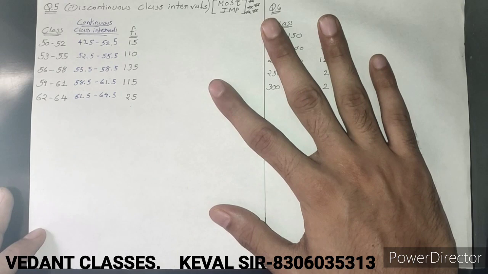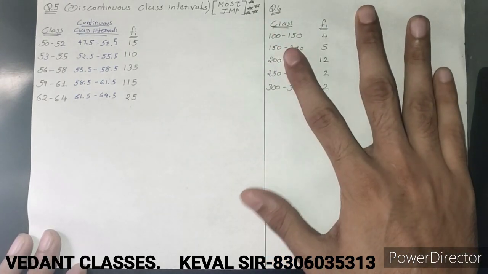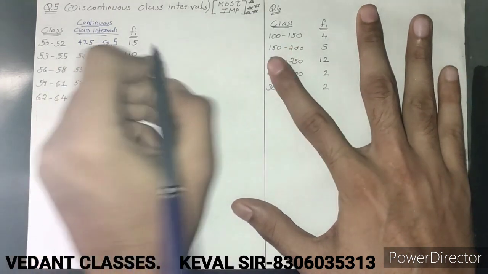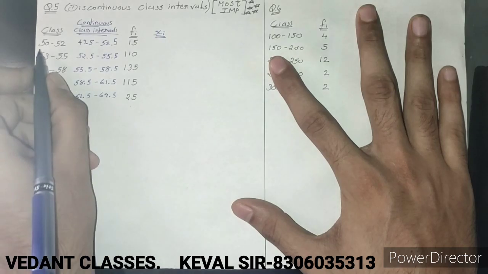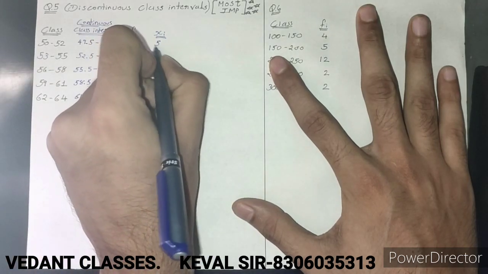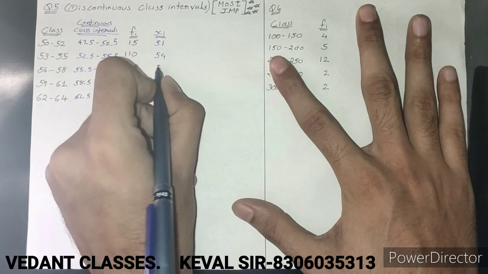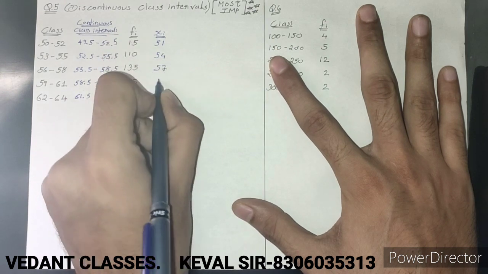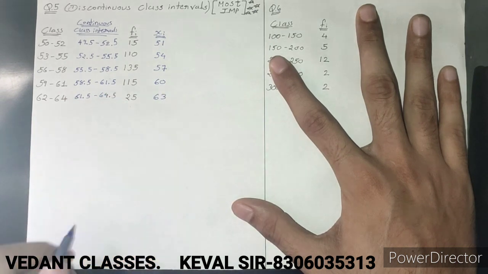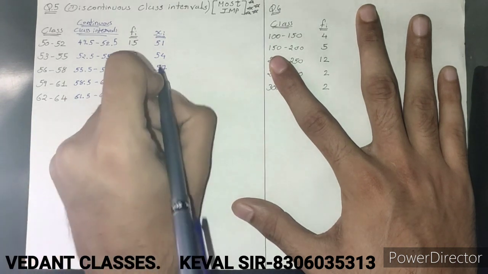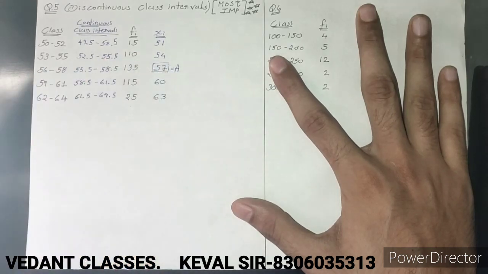It is not mandatory to convert in the case of mean, but it will be very important in the case of median and mode. Okay, so now let's find out the value of xi, class mark. So for this it will be 51, for this it will be 54, then 57, then 60, and again this will be 63. Now let's take the assumed mean, value of assumed mean in xi. So this will be the value of a.